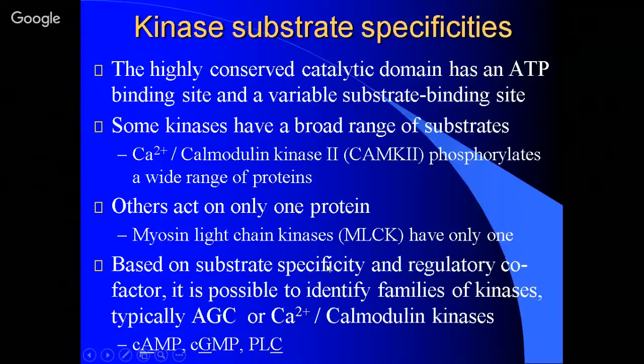Based on the substrate specificity, you can make families of kinases. You'll see this term AGC, and you go, what the heck is that? Well, it's cyclic A, cyclic G, and phospholipase C. So those are your second messenger groups. So you make families of kinases according to the second messenger which activates them.